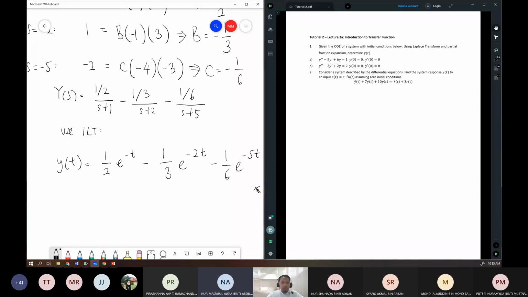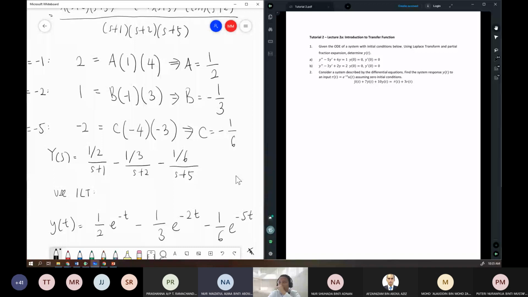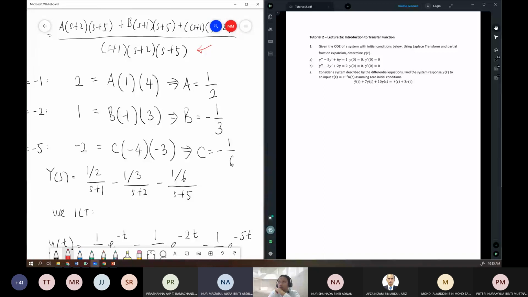Sir, maaf kalau saya nak tanya. Yep. Macam mana kita nak tahu tu s equal to negative 1, negative 2 and negative 5, sir? Can you give explanation sikit? So dari denominator ni, kalau s minus 1, we get 0 kat bawah ni. Kalau minus 2, kita dapat 0. Minus 5 pun kita dapat 0 kat bawah ni. So kita guna value of s supaya denominator ni equal 0. Okay, faham.